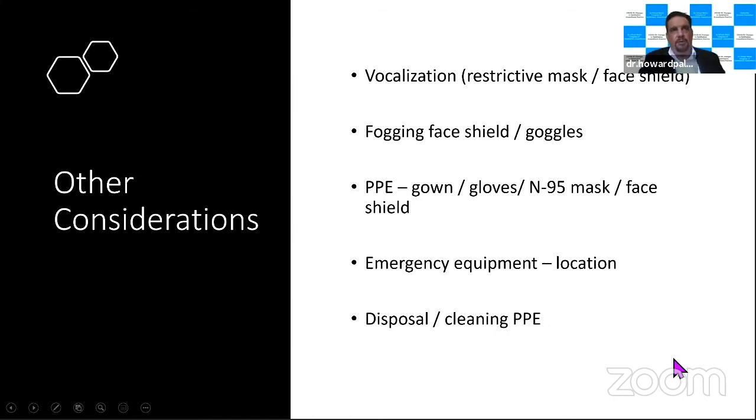Protection is important because who are we trying to protect? We really have to protect the healthcare personnel, because healthcare personnel are at risk.